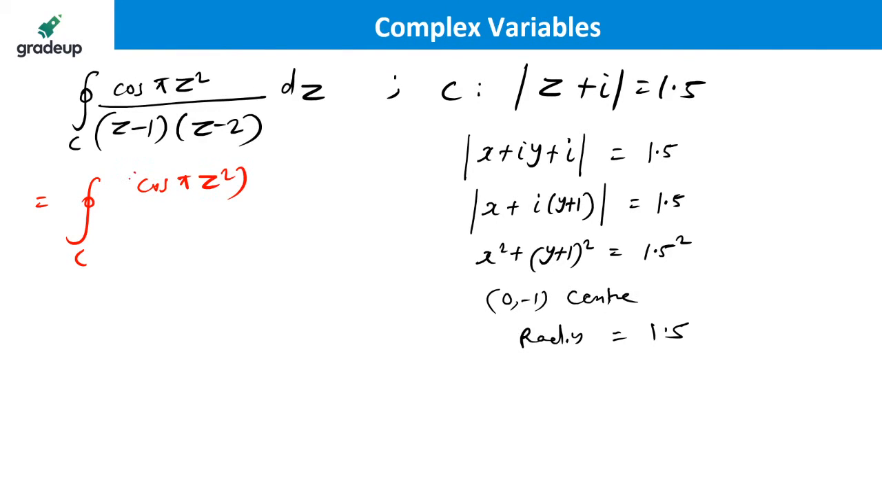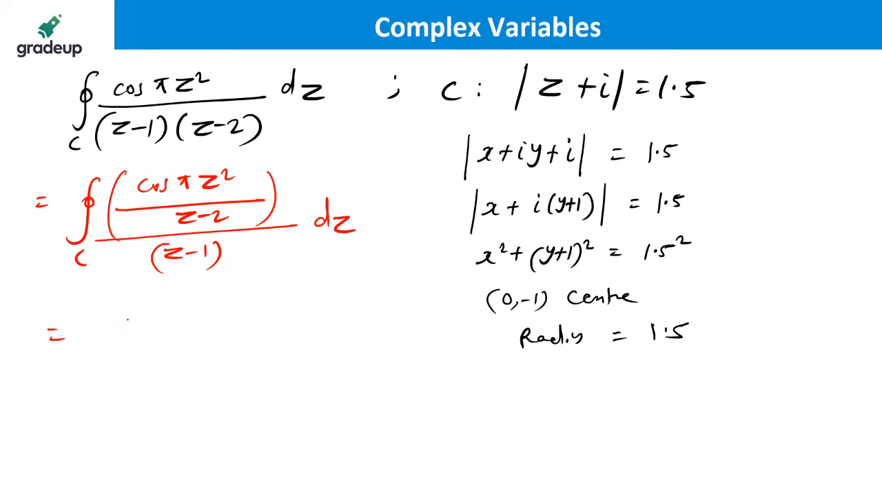So cos pi z square upon z minus 2, this will be our f of z, upon z minus 1 dz. So 2 pi I, evaluated this numerator at 1. So cos pi into 1 upon 1 minus 2. Cos pi is -1, 1 minus 2 is -1. My answer will be 2 pi I.